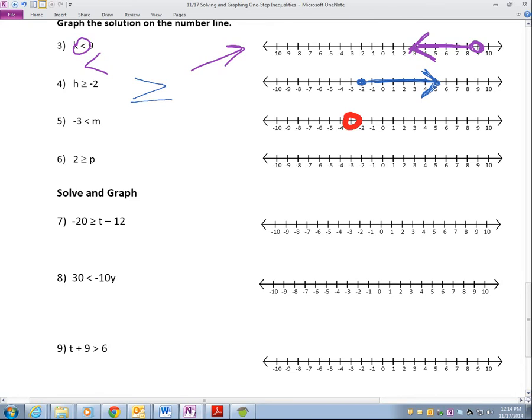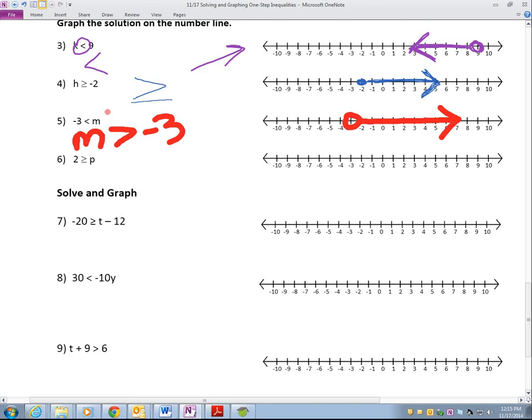Wait, number 5. Read from left to right, you mean? Remember, the variable has to be on the left side. So this is actually going to be m is greater than negative 3. So that's that one. Or if you were to read it from right to left, you would say m is greater than negative 3.